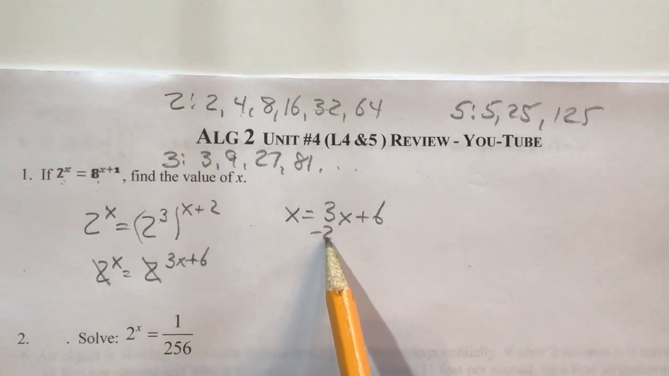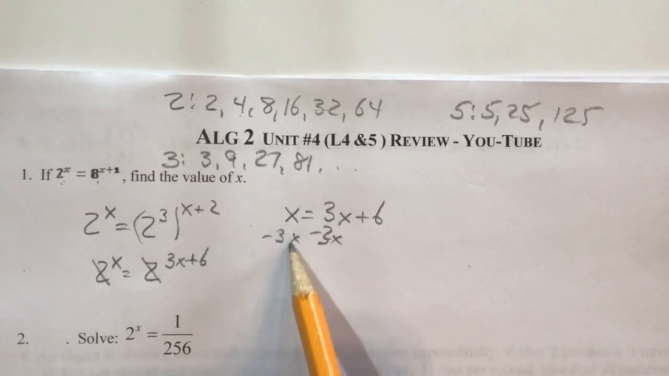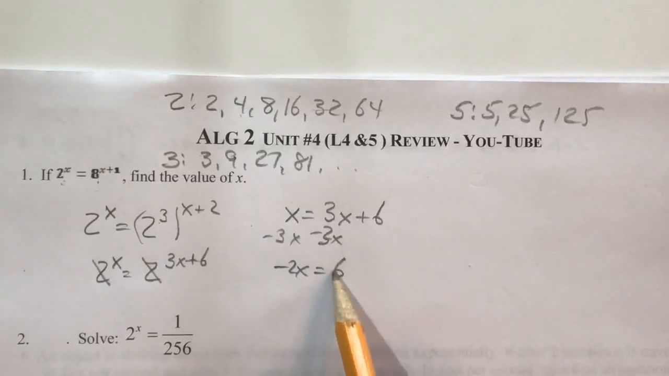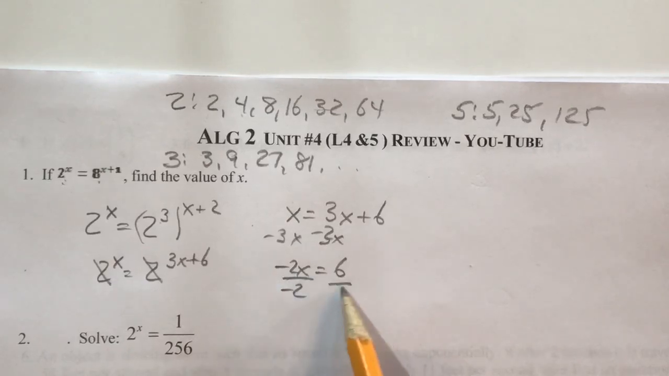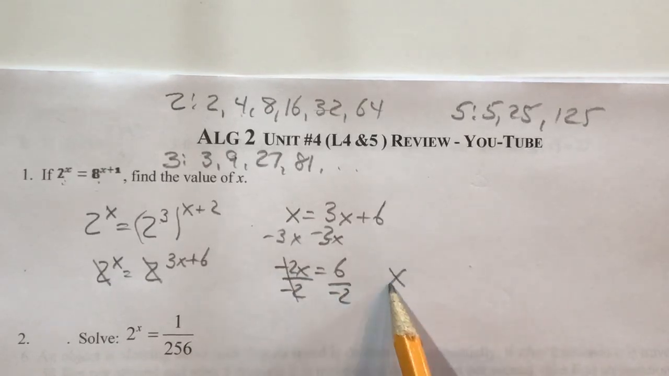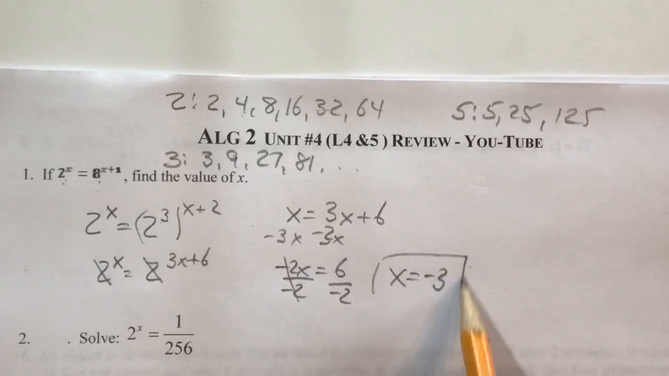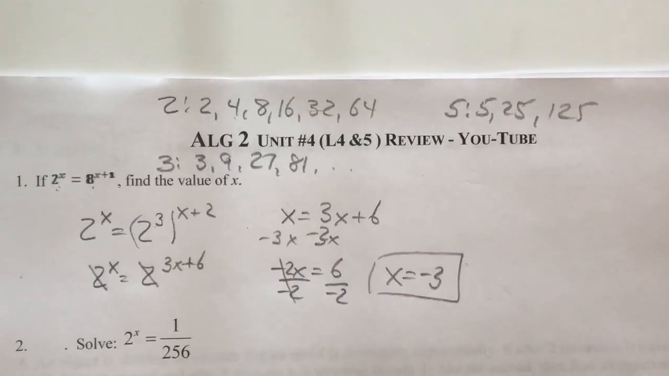Take away 3x. So I get negative 2x is equal to 6. I divide both sides by negative 2, and I get x is equal to negative 3. So this one is not multiple choice. It should work on that one.